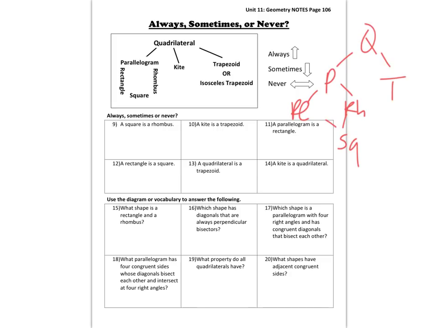Alright, so we'll look at number 9. A square is a rhombus. So square to rhombus, you're going up, so always, always up. Look at number 11. A parallelogram is a rectangle. So parallelogram to rectangle is down, so the answer would be sometimes.